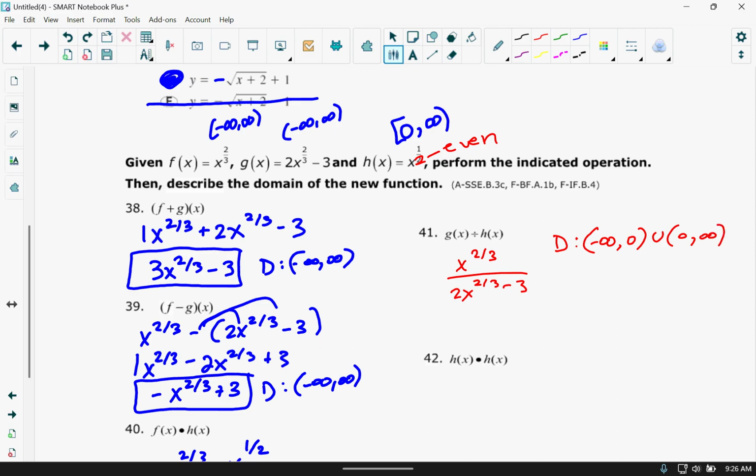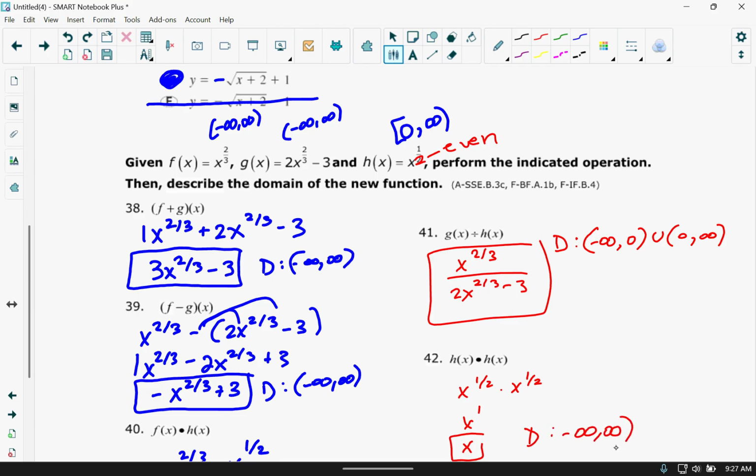Okay, the last one says h of x times h of x. So x to the 1/2 times x to the 1/2. If I do x to the 1/2 times x to the 1/2, I just add 1/2 plus 1/2. Half plus half is 1, which I don't need to write, so it's just x. And then the domain of x is going to be negative infinity to infinity, because it's just a line.